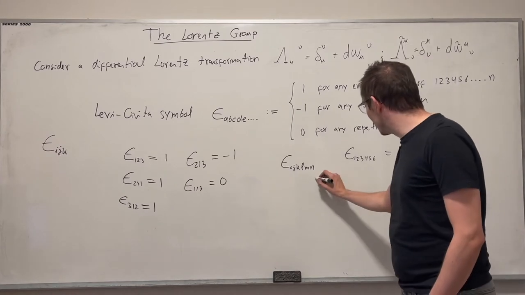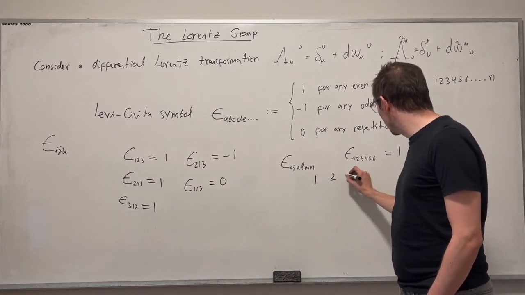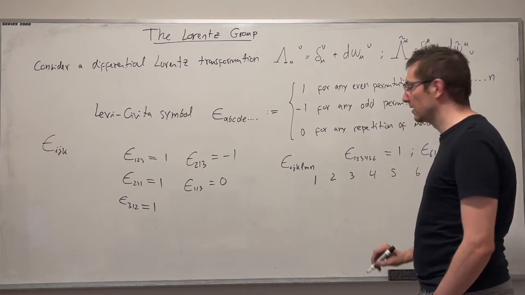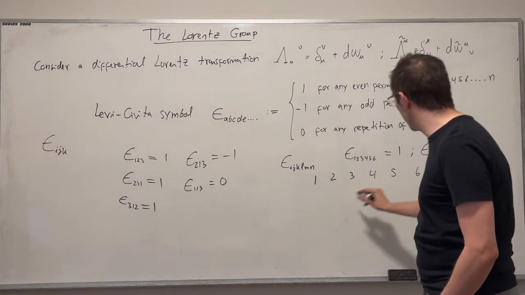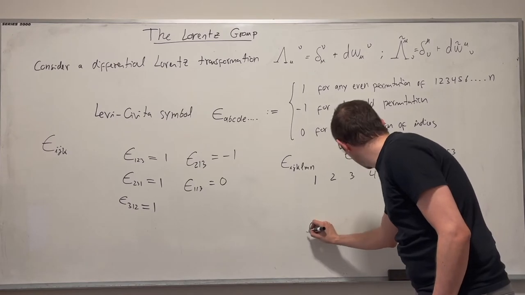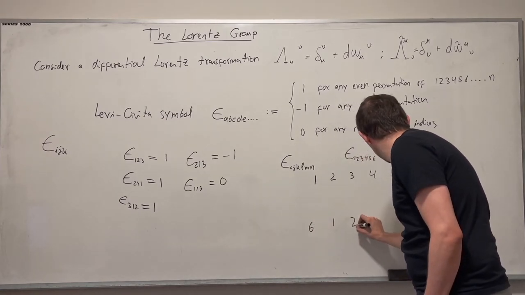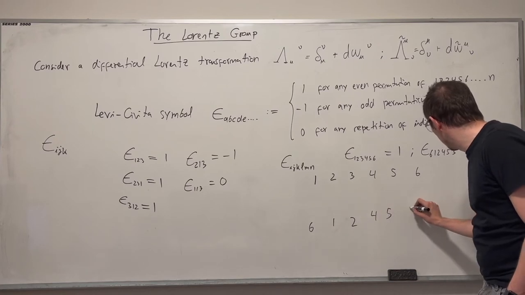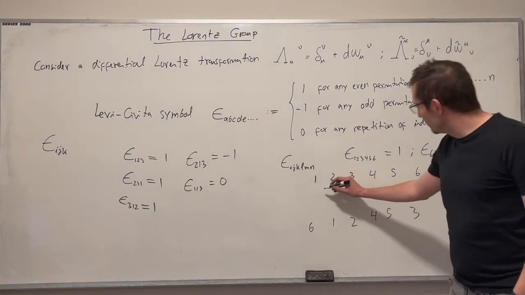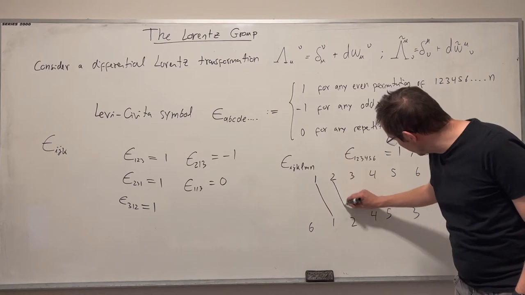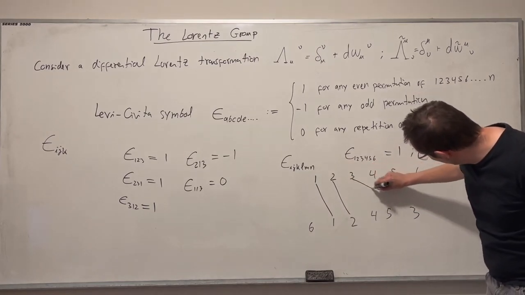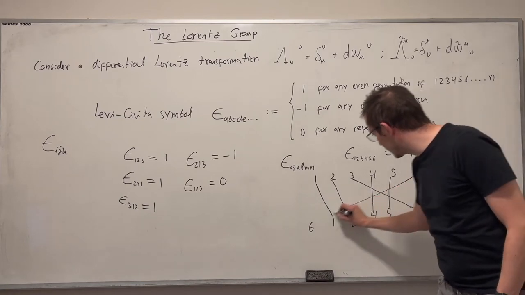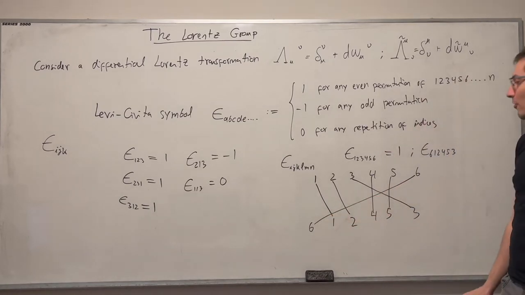So you write the natural permutation, 1, 2, 3, 4, 5, 6. And then you write here the permutation you want to know the sign of: 6, 1, 2, 4, 5, 3. And then you just join them: the 1 with the 1, the 2 with the 2, the 3 with the 3, the 5 with the 5, the 4 with the 4, the 6 with the 6. And then you count the number of crossings.